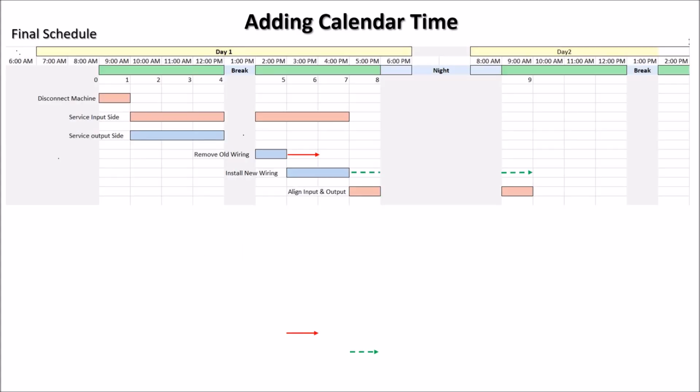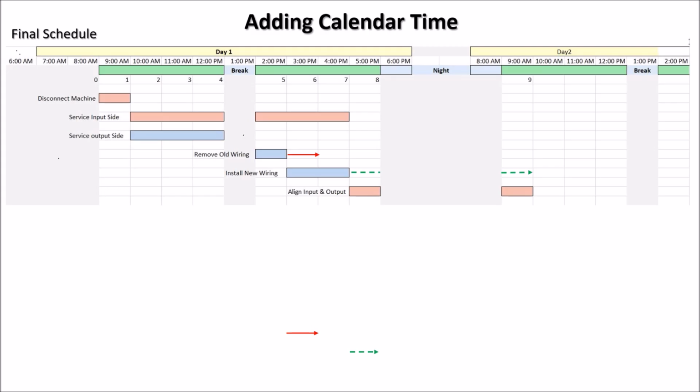So we enter our final schedule onto our working day calendar, and we notice that our project is going to take more than 1 day. We end up at the end of the first working day with 1 hour of work left on align the input and output. Now, this may not be what we want at all. It would be far better to do it in 1 day. So let us assume we want to complete this in 1 day.